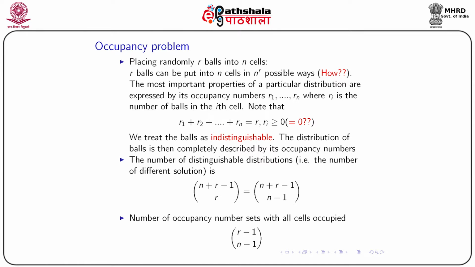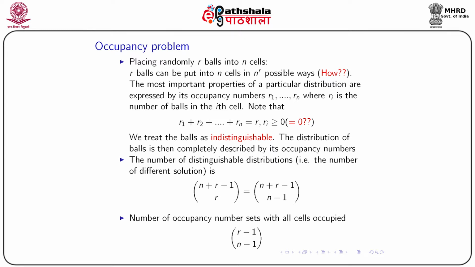The most important properties of a particular distribution are expressed by its occupancy numbers r1, r2, ..., rn, where ri is the number of balls in the ith cell. Note that r1 plus r2 plus ... plus rn equals r, the total number of balls. Once again, each cell can contain more than one ball or nothing, so ri can be greater than or equal to 0. And we treat these balls as indistinguishable. We cannot distinguish these balls.